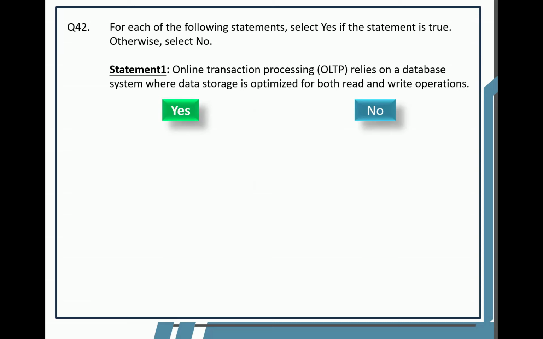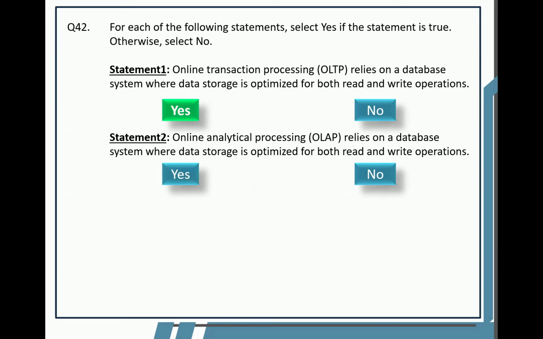Now, the second statement is online analytical processing OLAP relies on a database system where data storage is optimized for both read and write operations. This is an incorrect statement. OLAP systems are optimized primarily for read heavy operations. They perform complex queries, aggregations, and analysis on large volumes of historical data.